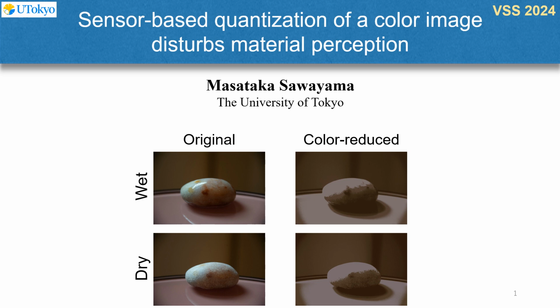Hello, I'm Masataka Sawayama. Today I'd like to talk about the relationship between color and material. These four photographs summarize today's presentation. In this study, I will introduce a specific color reduction process that disturbs material estimation while keeping the geometry structure constant.